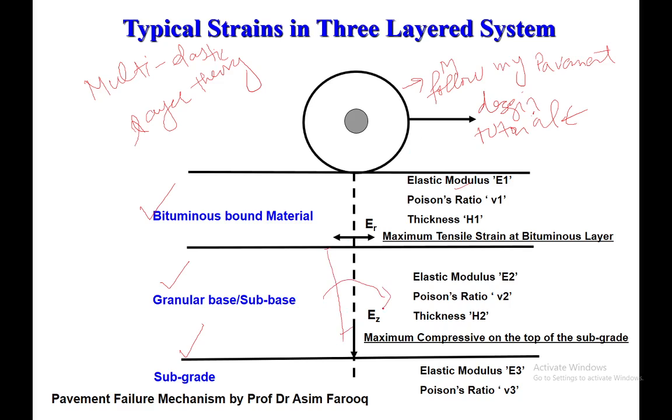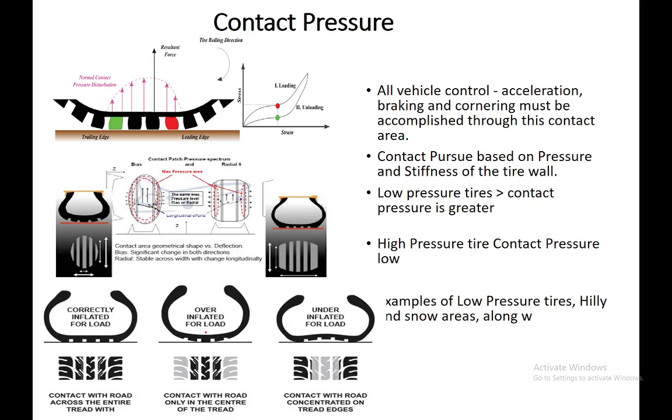In the typical three layered strain system, the material at the top will always have a higher Young modulus. Young modulus is basically a material property. E1 is basically the elastic modulus, or we call it Young modulus as well. This is based on the material property. Similarly E2, and as well as E3 in the subgrade layer. This is very important. If from now on you understand this properly, that will resolve a lot of problems.